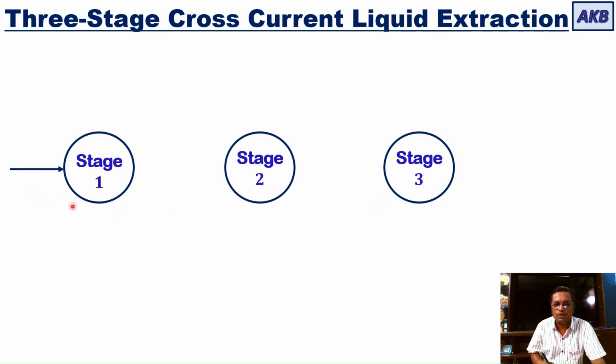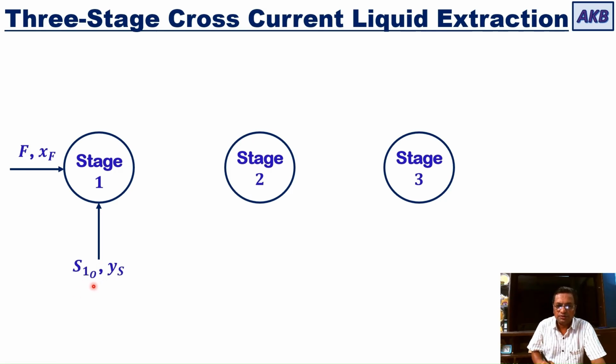Feed is admitted into stage number 1. F is its mass if the operation is batch wise, or the mass flow rate, that is mass per unit time, if the operation is continuous. And XF is the weight fraction of solute in the feed. It is contacted with the solvent phase.